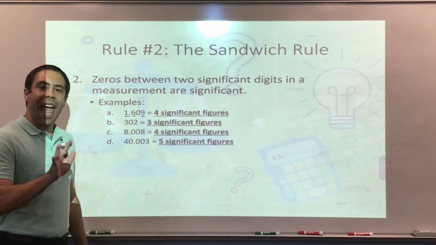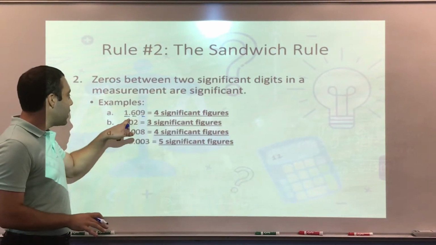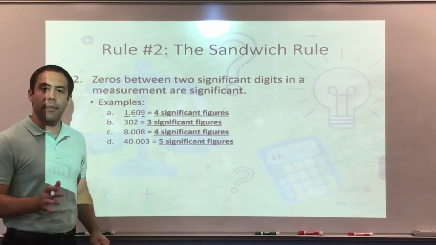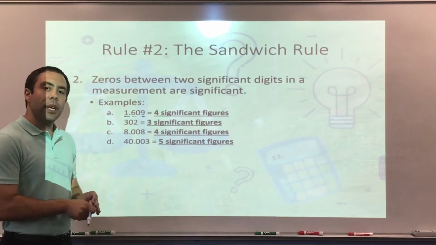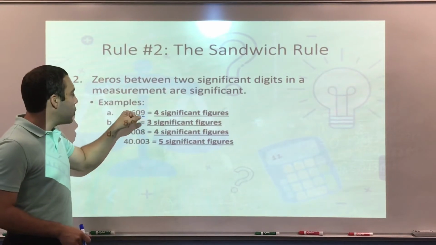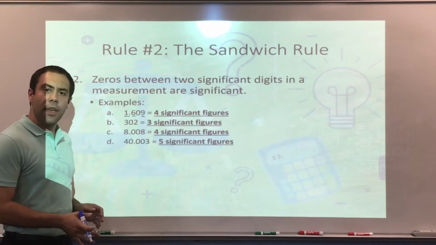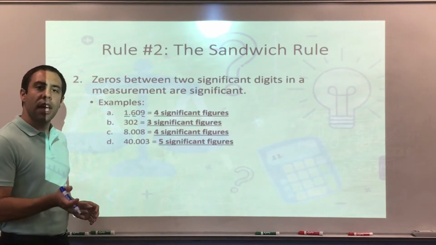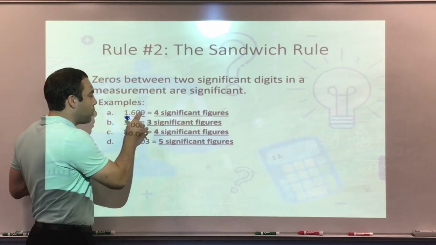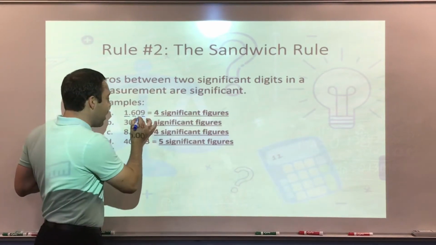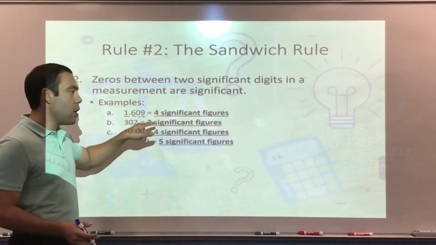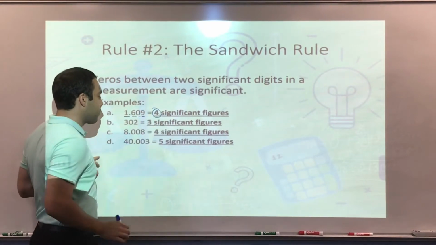1.609. Any non-zero number is going to be significant. Therefore, the 1, the 6, and the 9 are going to be significant. Now we have to look at the 0. According to the sandwich rule, a 0 between two significant non-zero numbers is also going to be significant. This 0 is sandwiched between the 6 and the 9. So in this case, all four numbers in this measurement are significant.